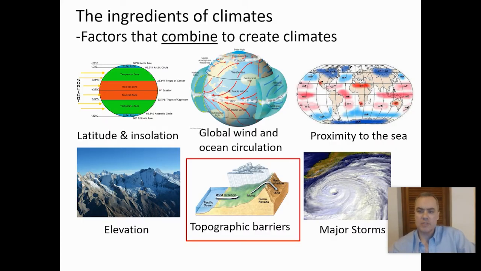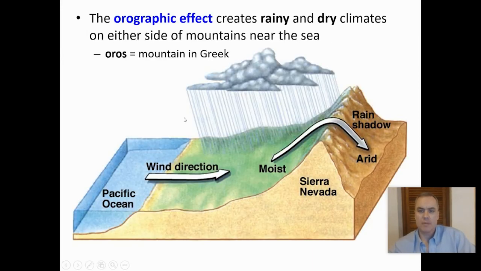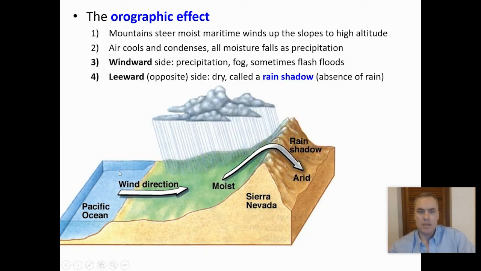So besides proximity to the sea and elevation, you also have topographic barriers. So when you have mountains near a coastline, you get what you call the orographic effect. The word oros in Greek means mountains. So the orographic effect is really the mountain effect. And in this picture, you can see the steps.